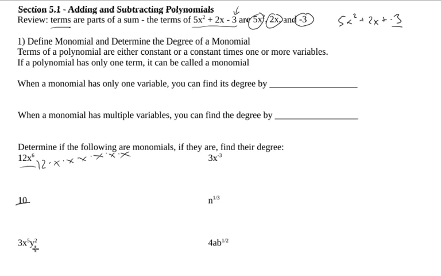This 3x to the fifth y squared is also a monomial. This one we would basically think of as x being there 5 different times and y being there twice. So 3 times x times and so on times y times y. This one right here is not a monomial, because, I mean, we haven't even seen what negative exponents are, but in general, negative exponents don't work when we're talking about monomials. Fractional exponents don't work either. So these are not monomials.